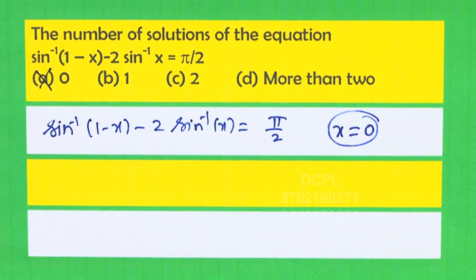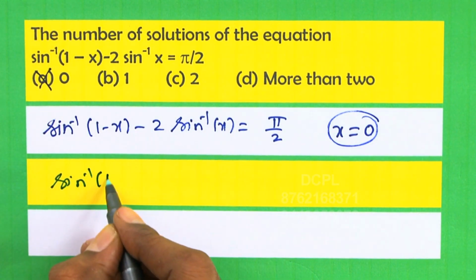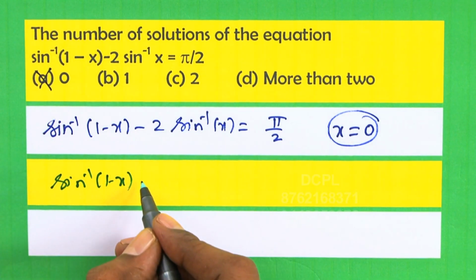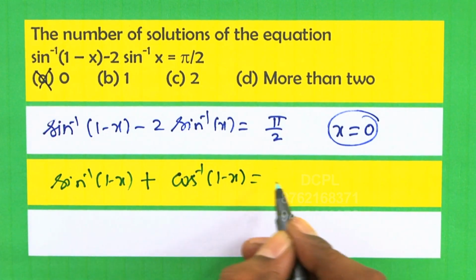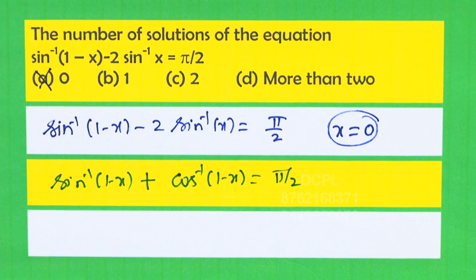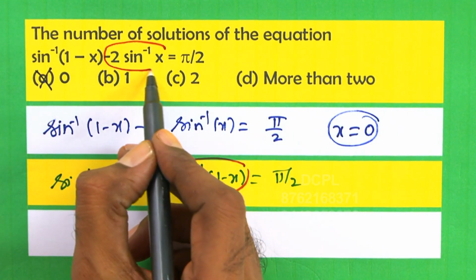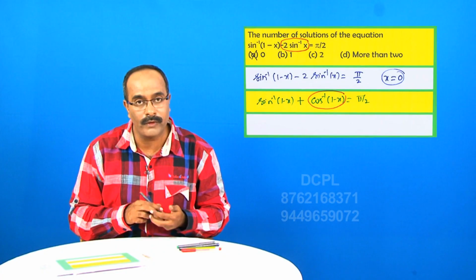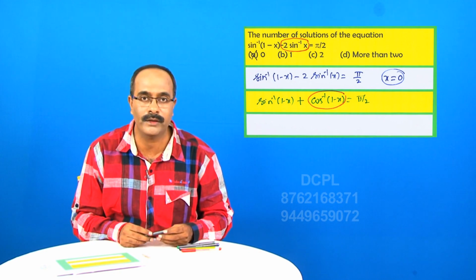Now, let us analyze the question. We have sine inverse of (1 minus x) minus 2 sine inverse of x is equal to pi by 2. Let me write the equation again, dear students. We have sine inverse of (1 minus x) plus cos inverse of (1 minus x) is equal to pi by 2. Do you agree with me? With this knowledge, I can straight away equate cos inverse of (1 minus x) is equal to minus 2 sine inverse of x. So, cos inverse of (1 minus x) and minus 2 sine inverse of x meet only at one point, that is x is equal to 0.